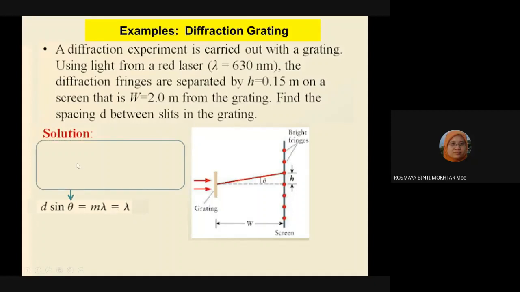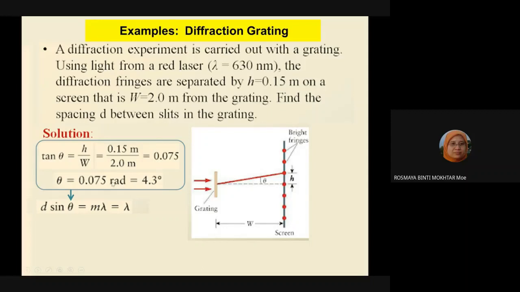Then we substitute into the equation, but we don't know theta, so we need to find theta first. To find theta, we can use tangent theta equals H per W. So we substitute H 0.15 meter and the distance between the grating and the screen is 2 meter. So you get 0.075. So theta is 4.3 degrees, or in radian 0.075 radian.